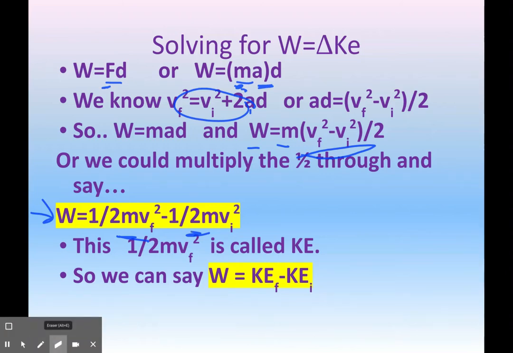So when we ask what's the change in kinetic energy or what's the work, we can use our velocities, just like we've done in previous equations. So we can say work is final KE minus initial KE, or we can use what we've got here, depending on what they give us.